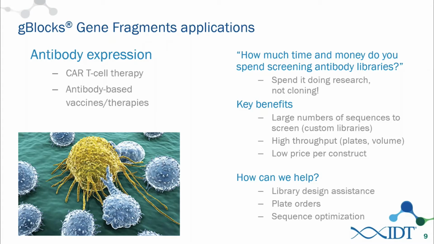We can create large numbers of sequences, particularly when we use gBlocks libraries, which can incorporate random bases and random codons in the form of NNK bases at various sites within the variable region. It allows you to create thousands, and in some cases millions of variants of antibodies at a fairly low price. We can make these in high throughput, so we can make specific sequences in plates, and we can help with library design, plate orders, and sequence optimization of all of these processes.